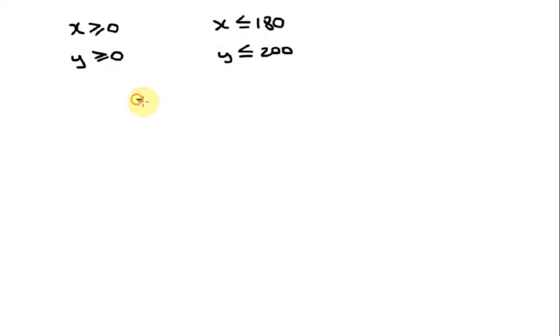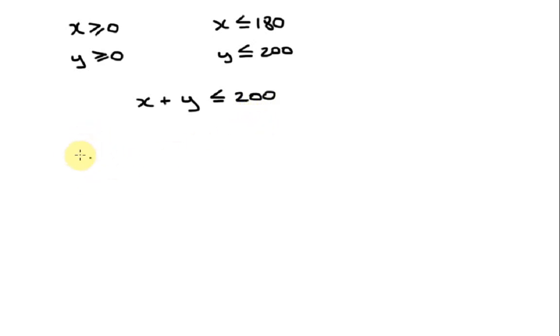Then I have a little bit more. This one's pretty straightforward here. What about X plus Y? Here's the acres of ambrosias plus the acres of Fujis. Well, that's going to have to be less than or equal to 200 because that's how many acres we have. So that one's pretty straightforward.